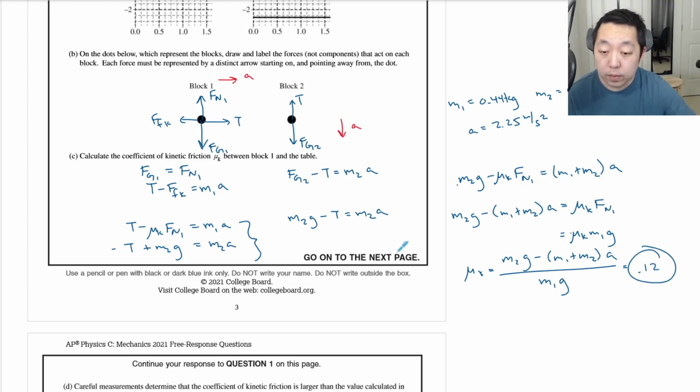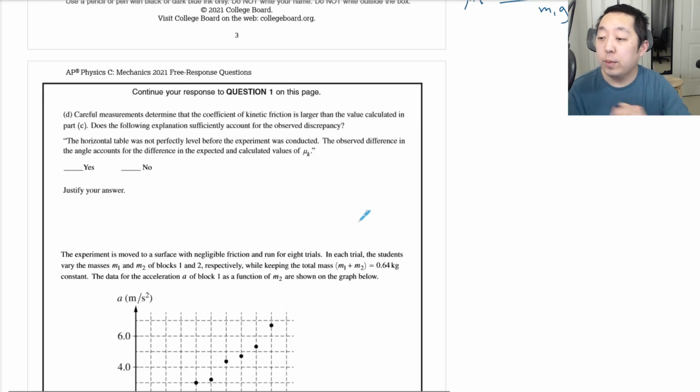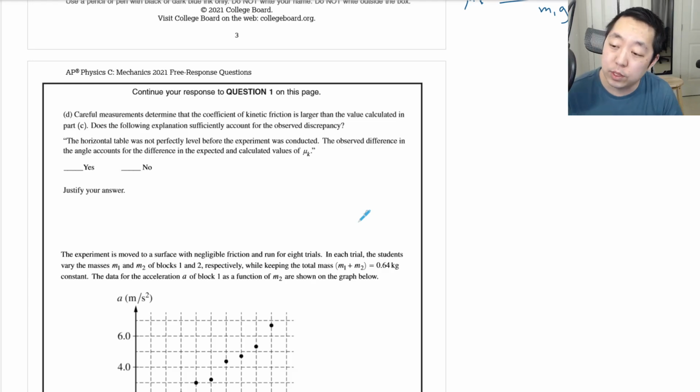Okay. All right. Careful measurements determine the coefficient of friction is larger than the calculated value in part C. Does the following explanation sufficiently account for the observed discrepancy? The horizontal table was not perfectly level before the experiment was conducted. The observed difference in the angle accounts for the difference in the expected and calculated values of mu k. So does that make a difference?